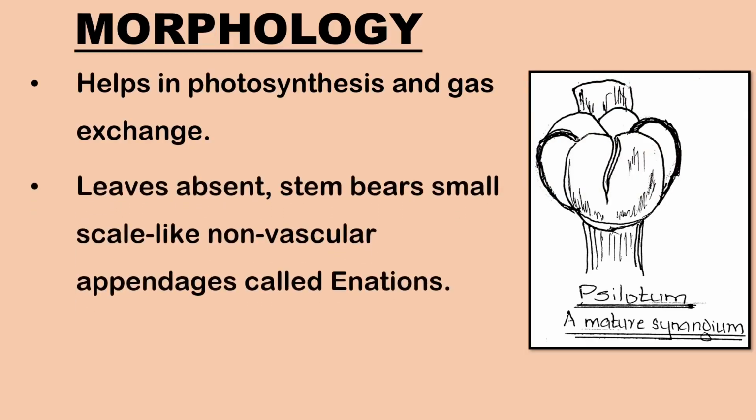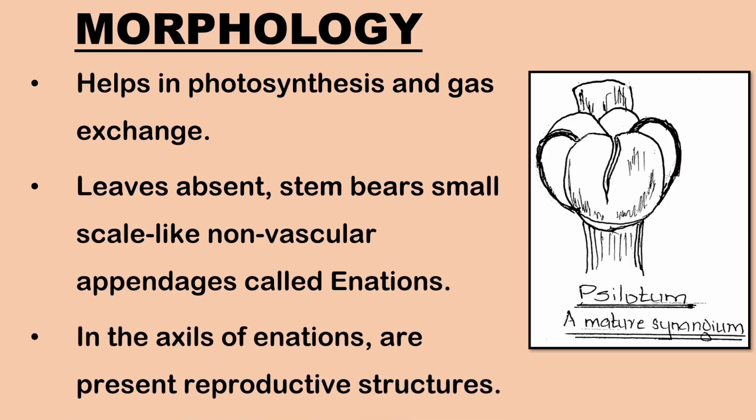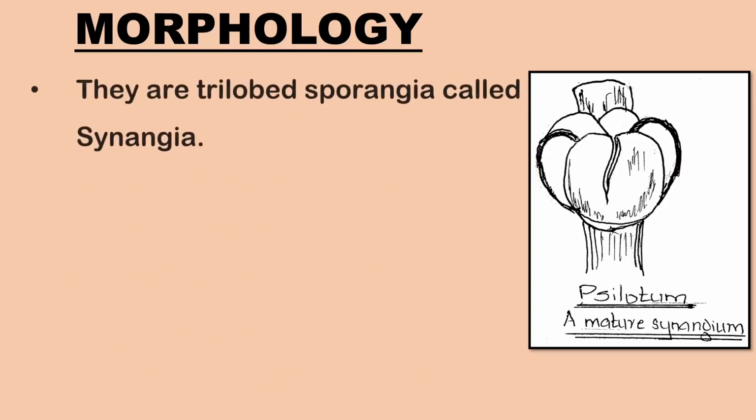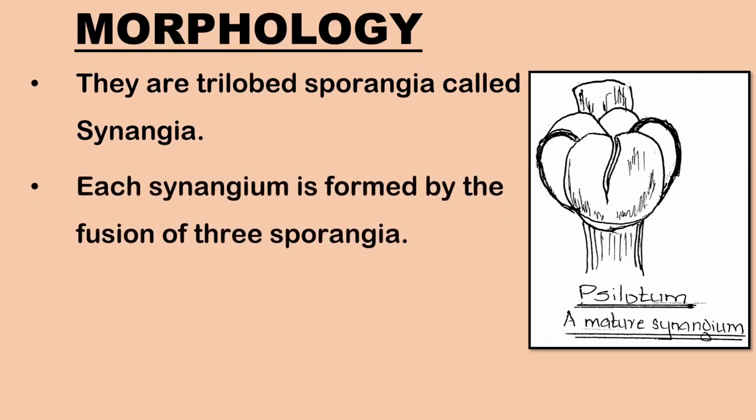Aerial shoots are devoid of true leaves. Instead, they bear small, scale-like, non-vascular appendages called enations. In the axils of the enations, reproductive structures are present, which are tri-lobed sporangia called synangia. Each synangium is formed by the fusion of 3 sporangia.